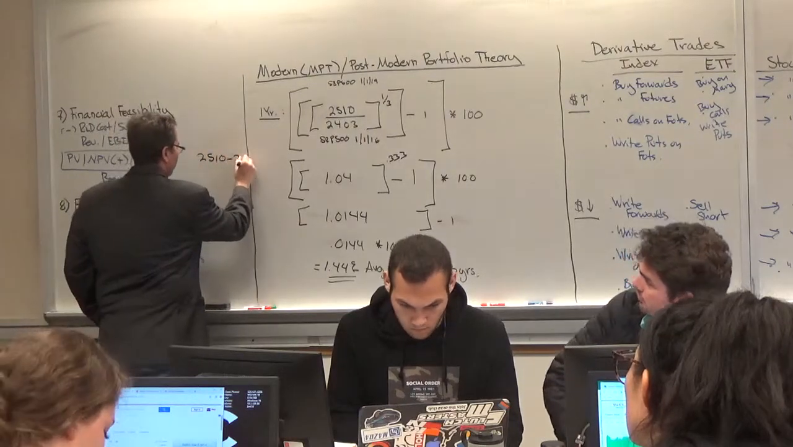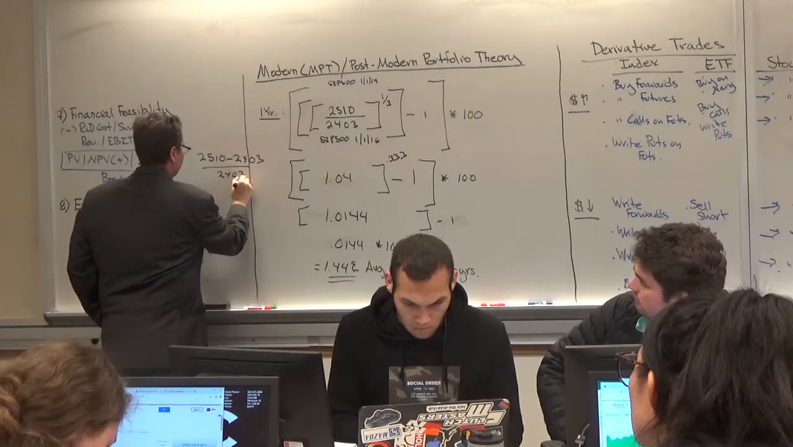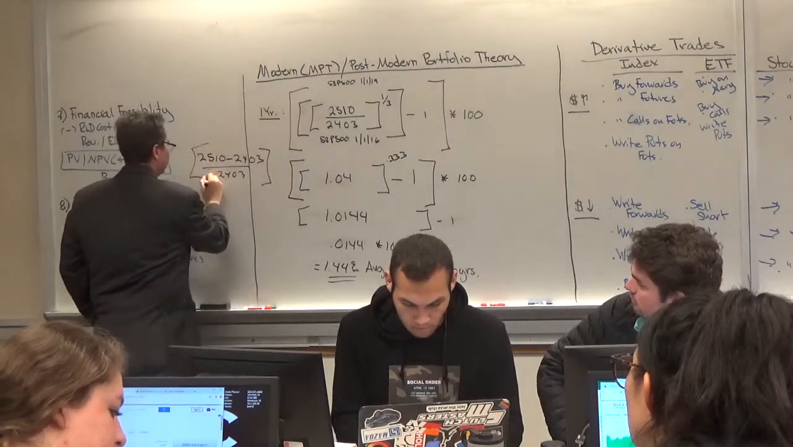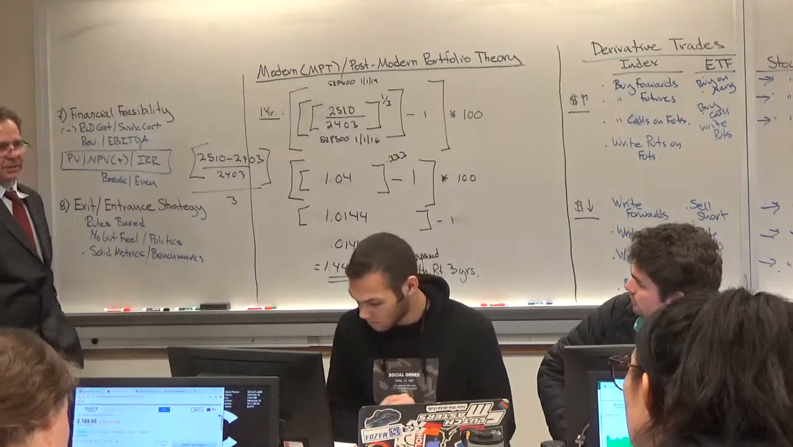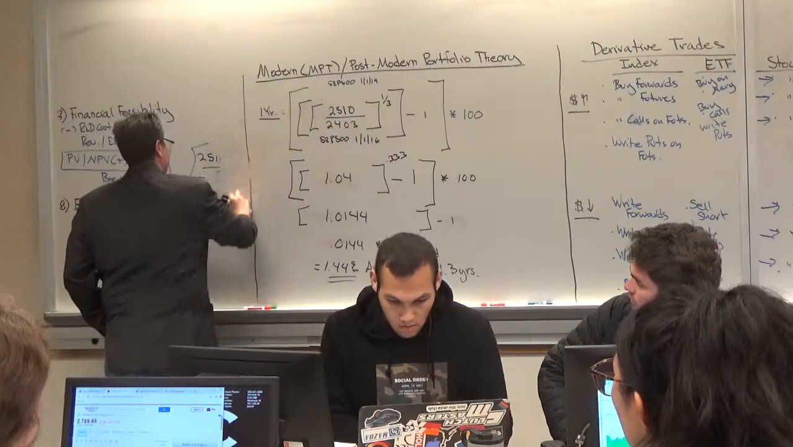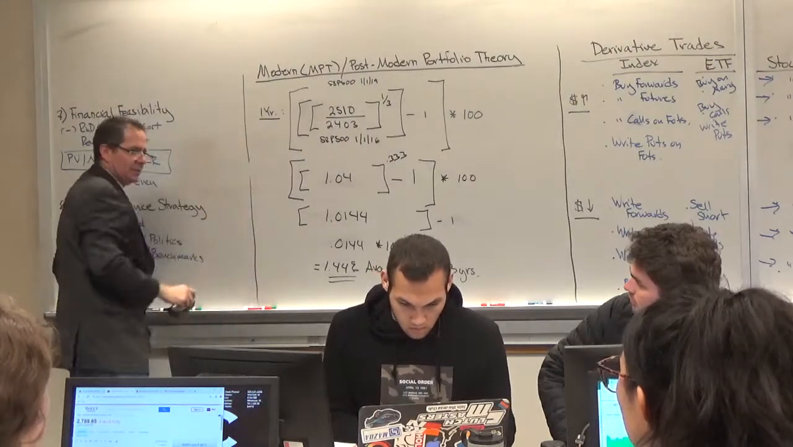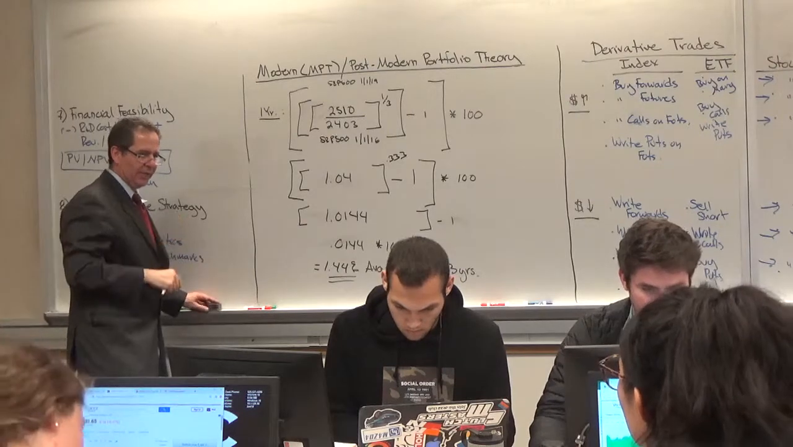2510 minus 2403 divided by 2403, divided by 3. That's how they would do it. That's wrong. You got to use average annual compound growth rates, because there might be outliers, controls for the outliers.